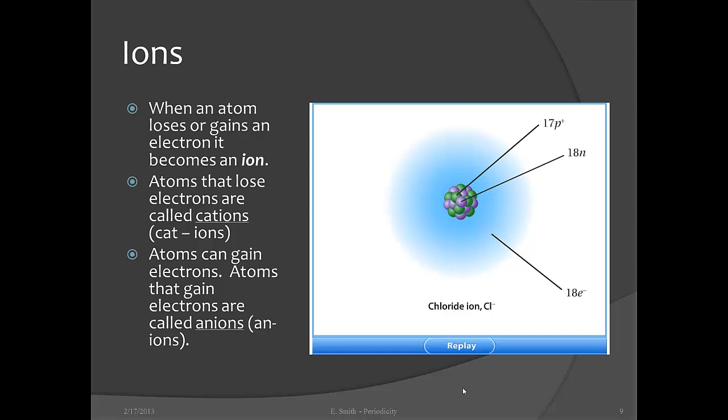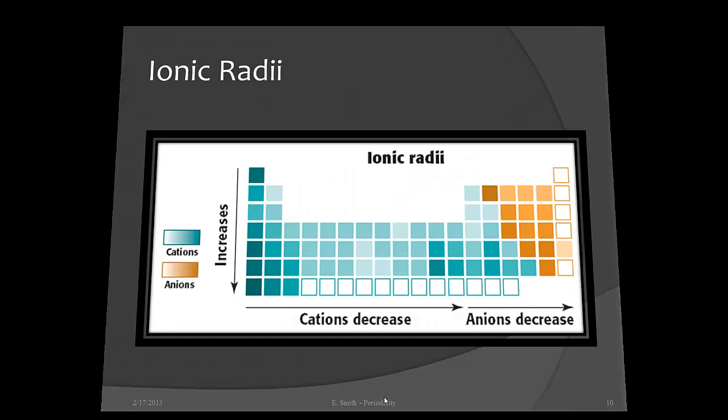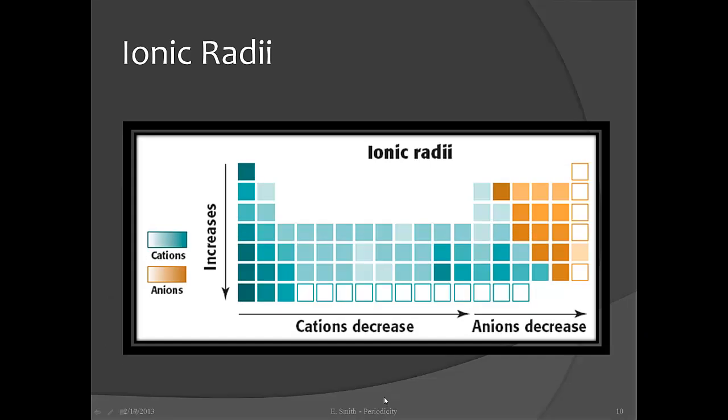Okay, so we can see the difference between them. Now the trend for ionic radius is exactly the same as that of atomic radius. So as we go down a group, the ionic radius is increasing, and as we go from left to right across the period, the ionic radius is decreasing, both for cations and anions.